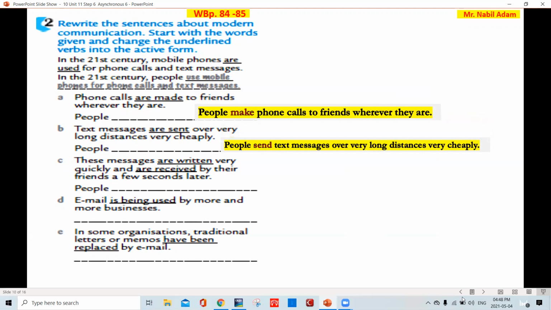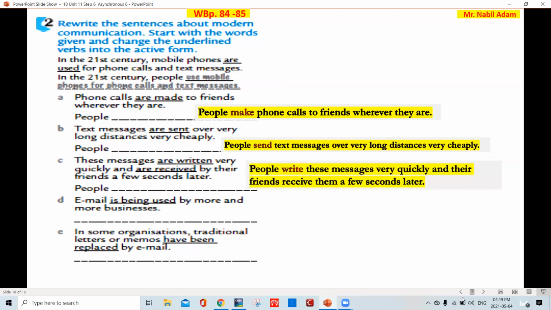These messages are written very quickly and are received by their friends a few seconds later. We have here two verbs, are written and are received. People write. What do people write? People write these messages very quickly, and their friends receive them a few seconds later. So we have to add them here because them refers to these messages.